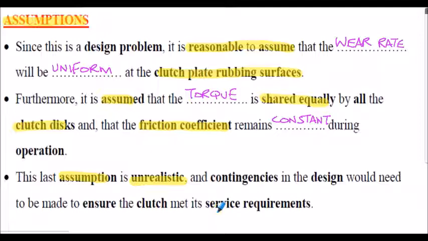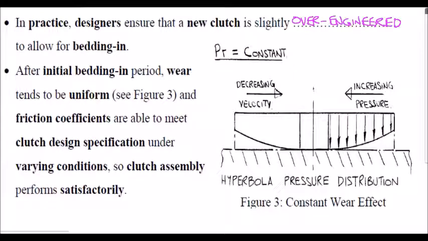It's slightly unrealistic. So often you design clutches to be a bit more sturdy, a bit more heavily designed than they would require for the service requirements, because of the assumptions we make in the analysis of the clutch plate, clutch design here. As it says there, in practice, engineers tend to over-engineer a new clutch to allow it to bed in. And once it's bedded in, hopefully it then has the characteristics that are required in the specification.